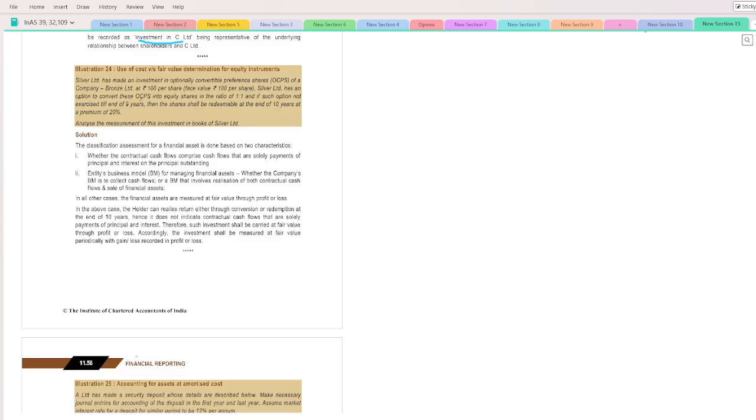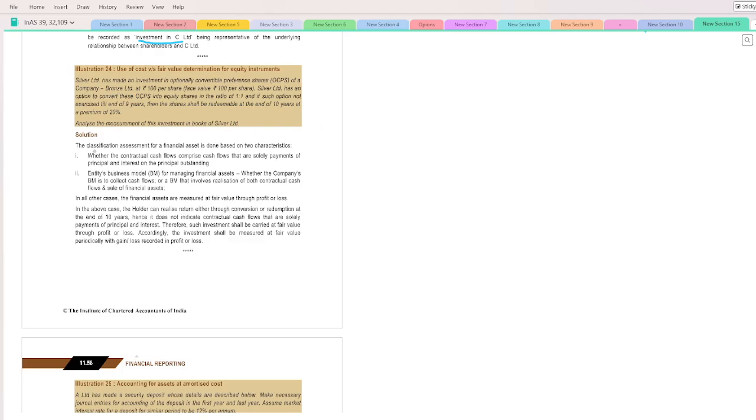Silver Limited has an option to convert these optionally convertible preference shares into equity shares in the ratio of 1 is to 1, and if such option is not exercised till the end of the ninth year, then the shares shall be redeemable at the end of the 10 years at a premium of 20%. So analyze the measurement of this investment in the books of Silver Limited. Don't get confused with the CFI, the compound financial instrument. The compound financial instrument is from Bronze Limited's point of view, but for Silver it is not a CFI.